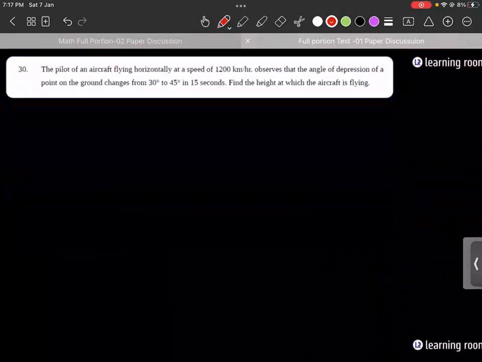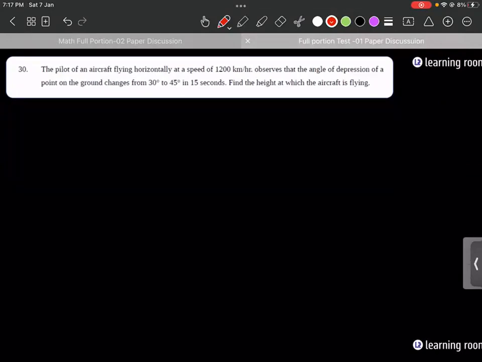Problem 30. The pilot of an aircraft flying horizontally at a speed of 1200 km per hour observes that the angle of depression at a point on the ground changes from 30 to 45 degrees in 15 seconds. Find the height of the aircraft.